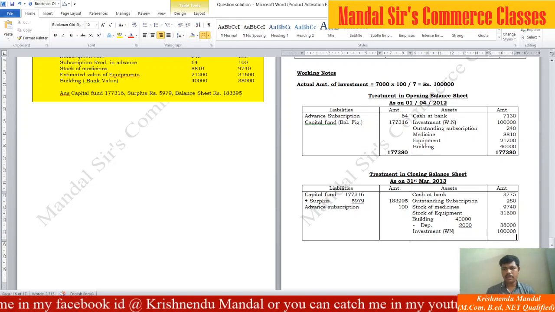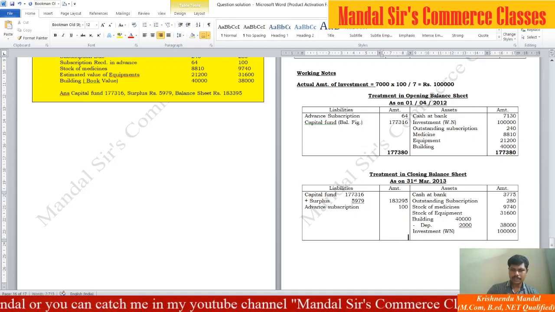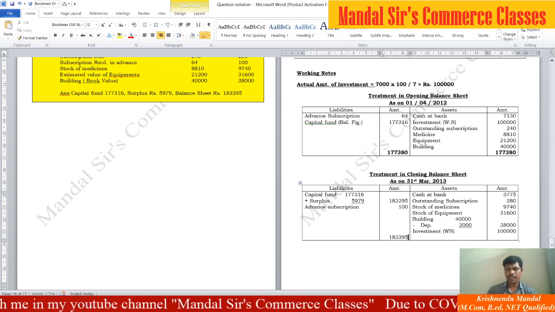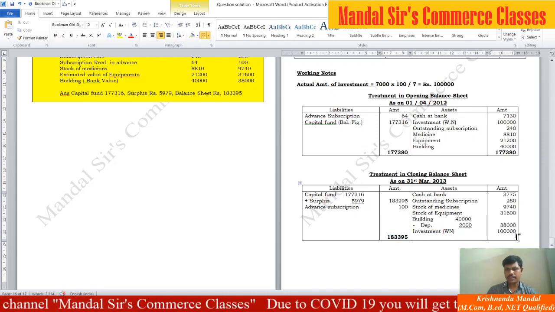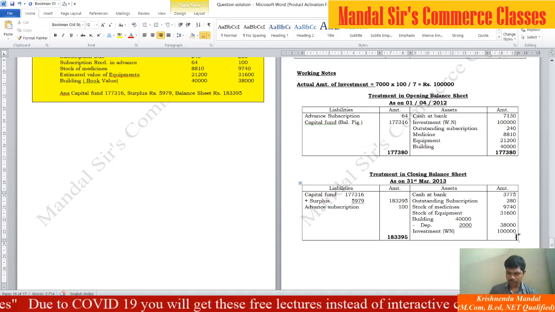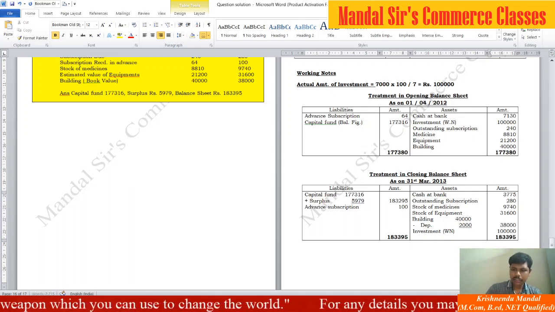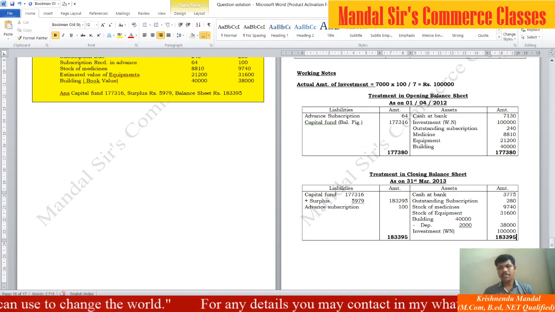Now we will total both sides. The total of the liability side is 1,83,395. Now move on to the asset side. Let's see what the total will be. 280, then 9740, 31,600, 38,000, 1 lakh. Yes, here comes 1,83,395. Here's the total tallied.